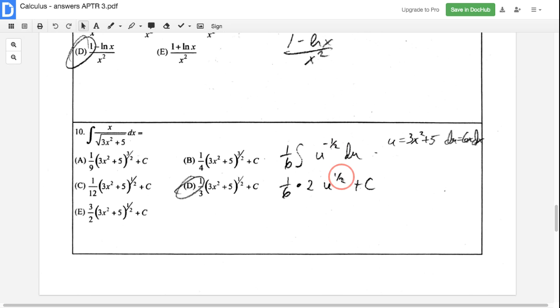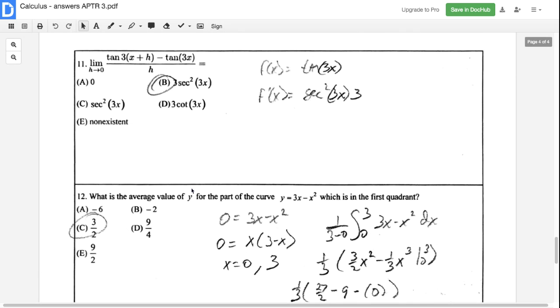So if I add 1, I get u to the 1/2, multiplied by the reciprocal, gives me a 2. So 1/6 times 2 is 1/3. The only one of these with 1/3 in front of it is D, so my answer is D.